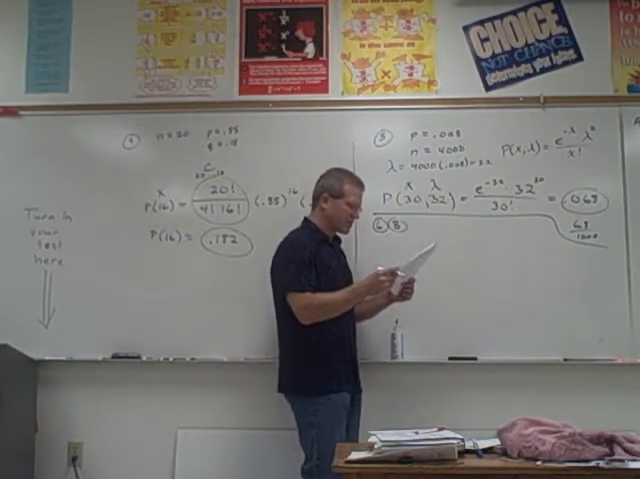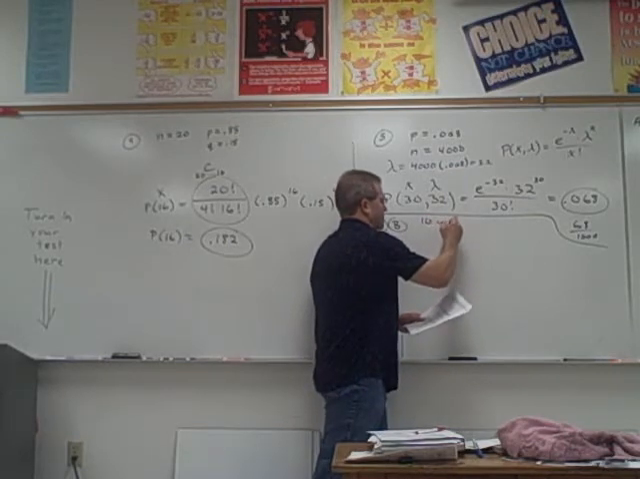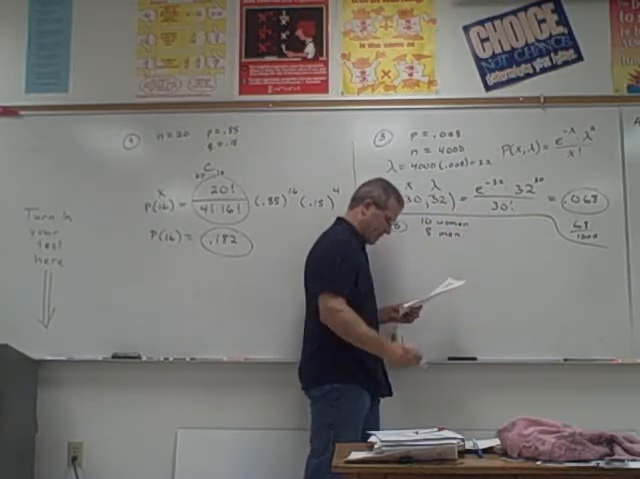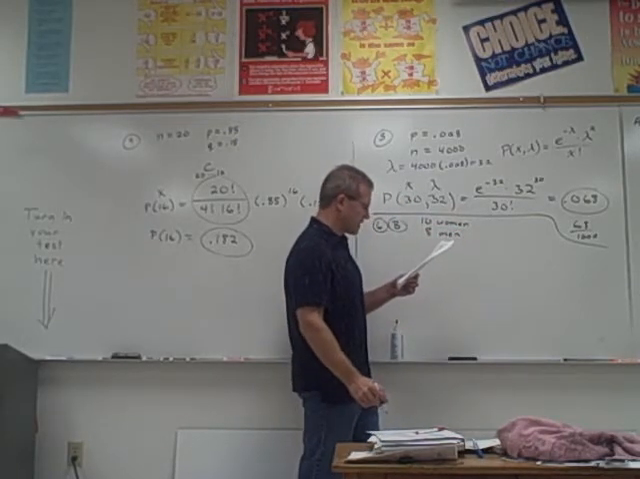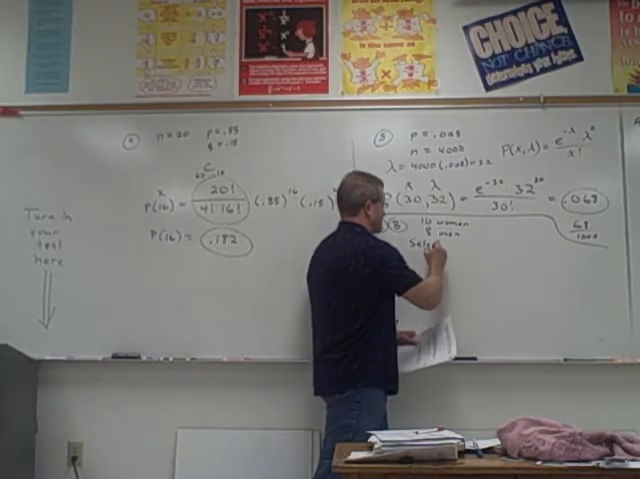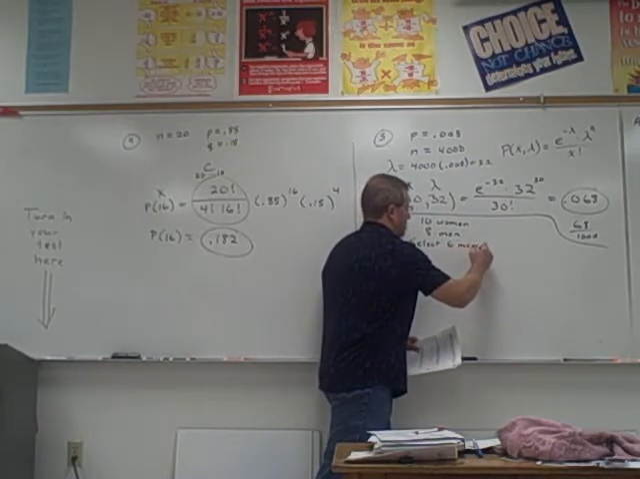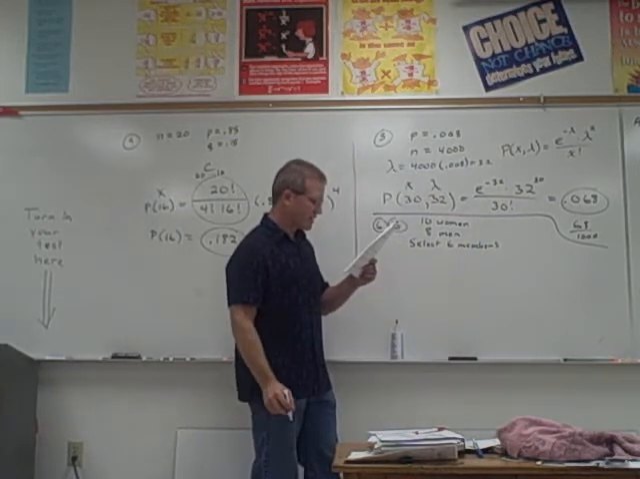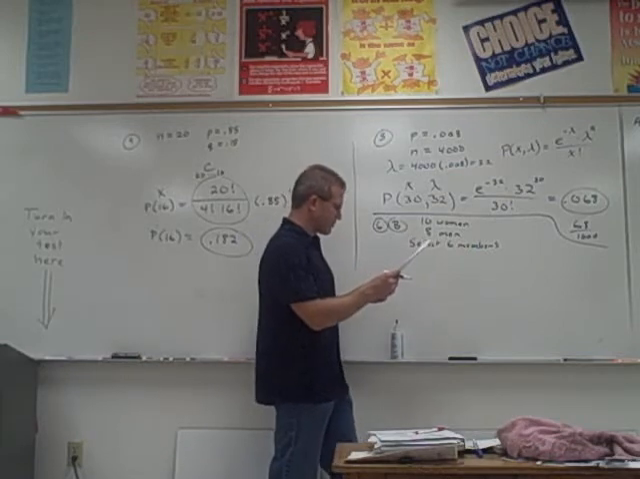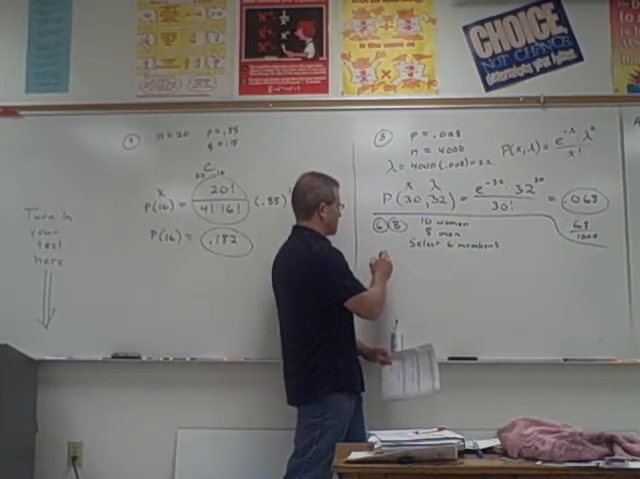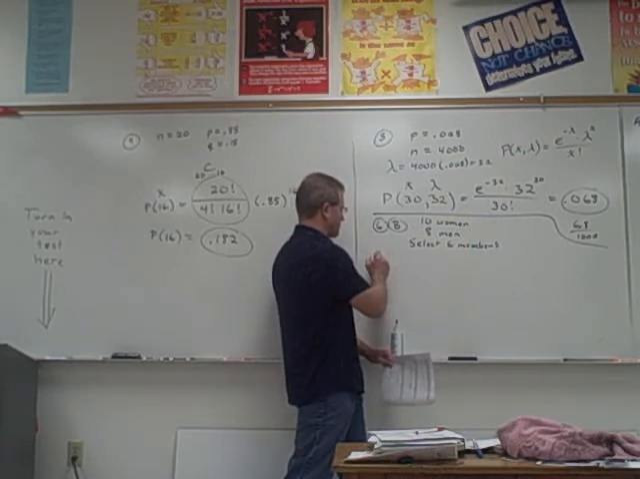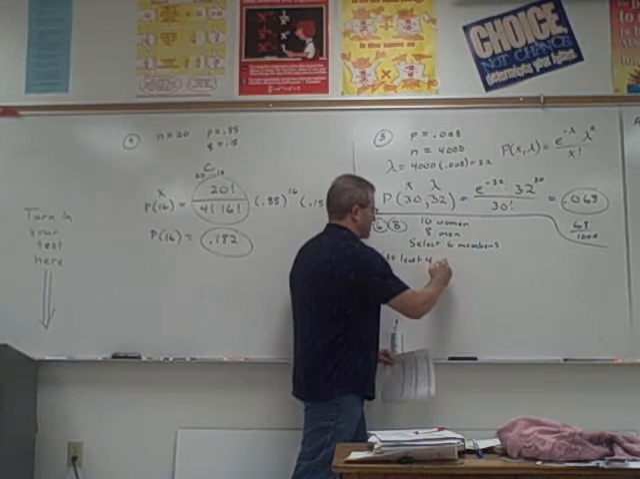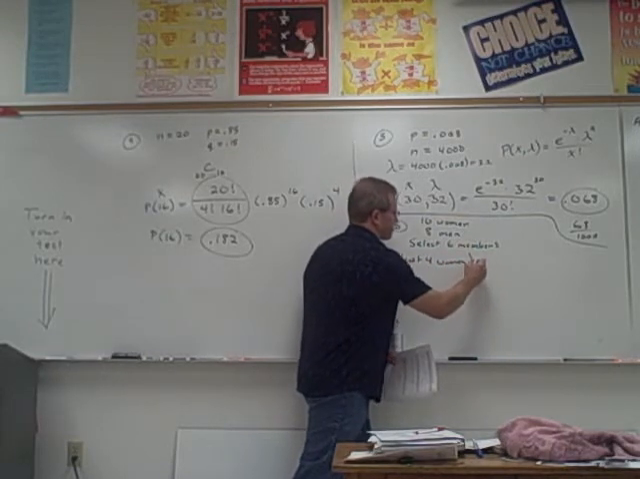Student government at Primrose College consists of 10 women, 8 men. If 6 members are randomly selected, so select 6 members, what is the probability of getting at least 4 women? Or at least 4 of them are women. So we're trying to find the probability of at least 4 women being on this committee or in the student government.